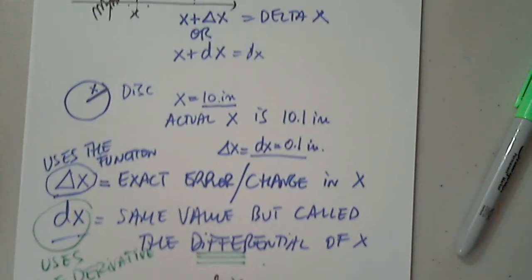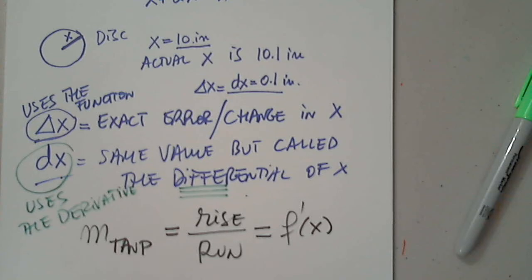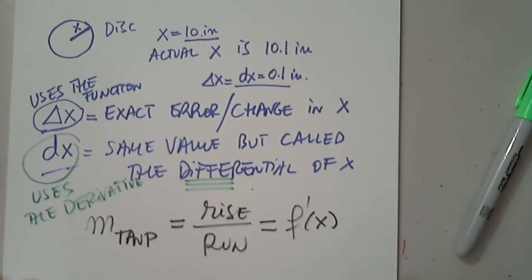When we find the derivative of a function, indeed, that's f prime of x. We know that the slope of the tangent line to the graph of a function is f prime at that point. Excellent. Thank you.